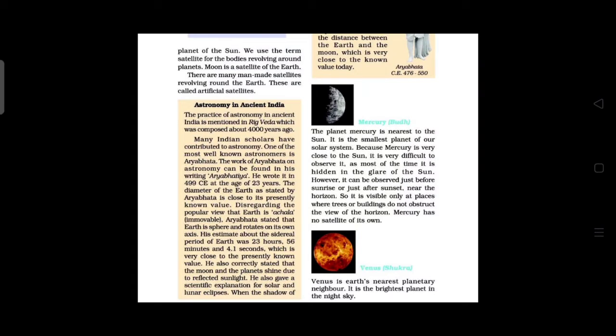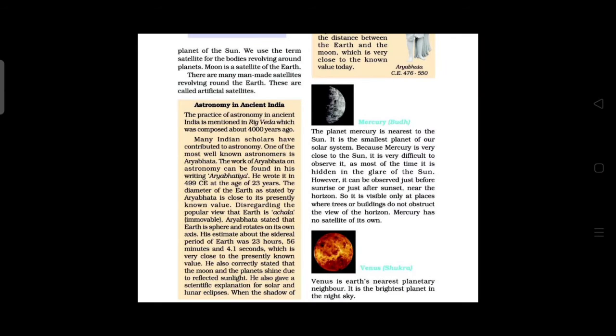So it can be observed just before sunrise or just after sunset only. It is visible near the horizon, only at a place where trees or buildings do not obstruct the view of the horizon. Mercury has what? No satellite of its own.